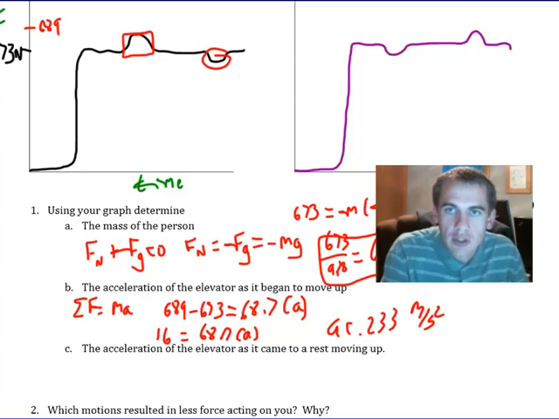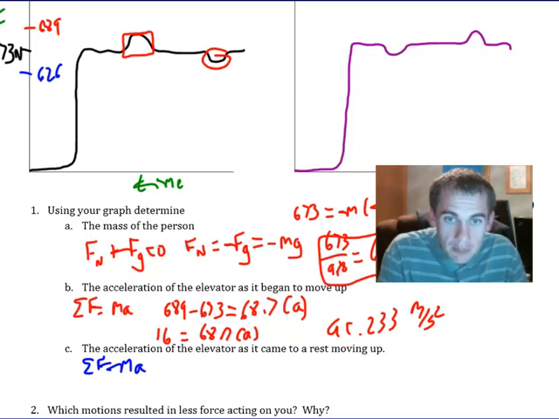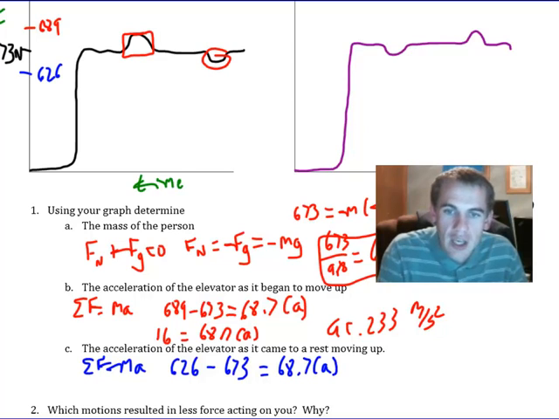Okay? So on my graph, I know a lower limit, and I'm going to go ahead and use blue for this. Down here, this is like 626 newtons. And I'm going to repeat the process. Net force equals mass times acceleration. So our net force, which is the sum of the forces acting, we have 626 newtons acting up, that's the normal force that's getting measured right here, minus the 673 newtons, which is the force due to gravity pulling down, equals mass 68.7 times acceleration.